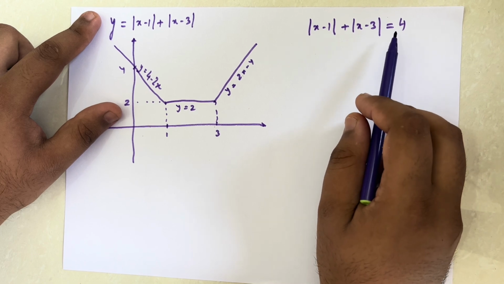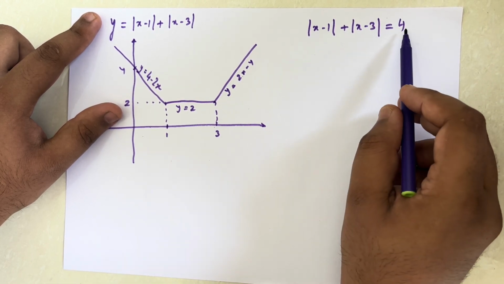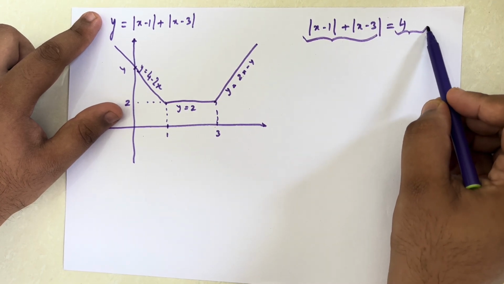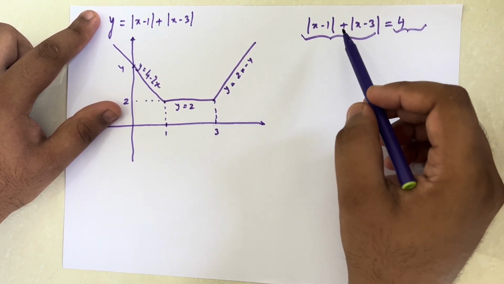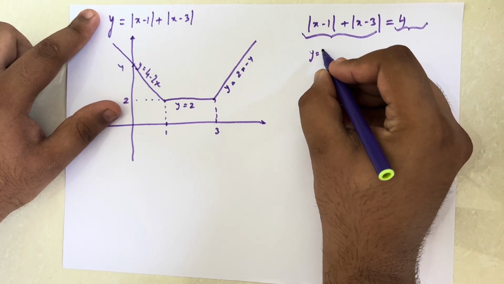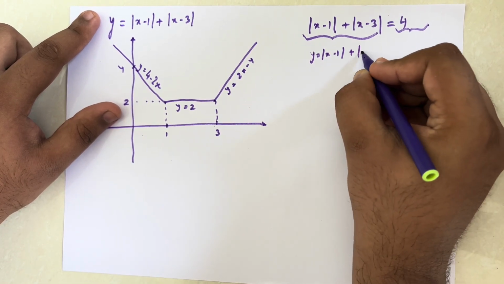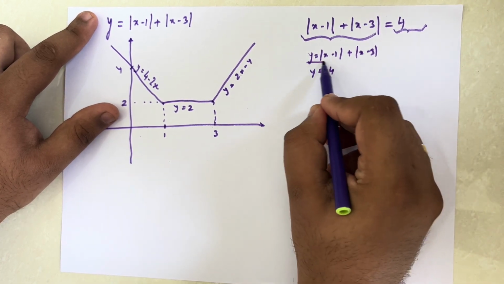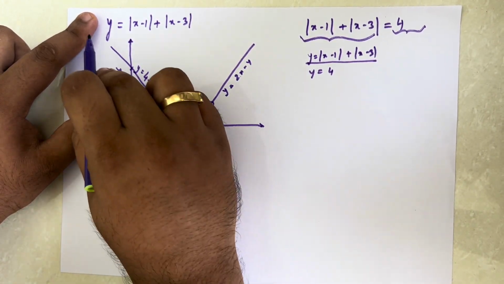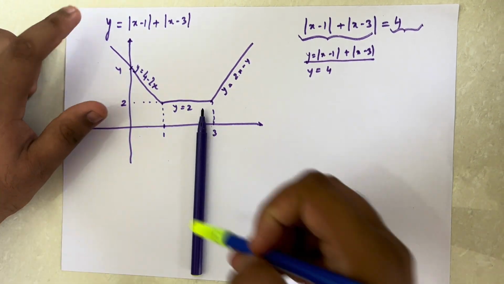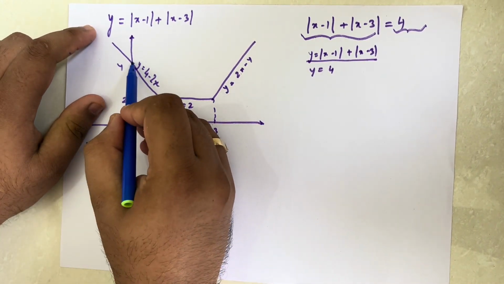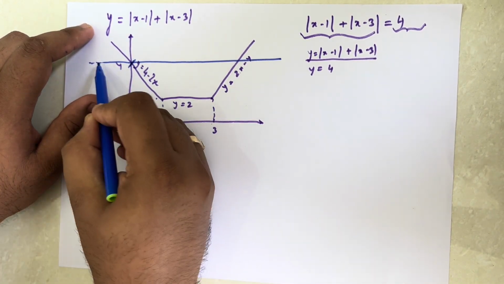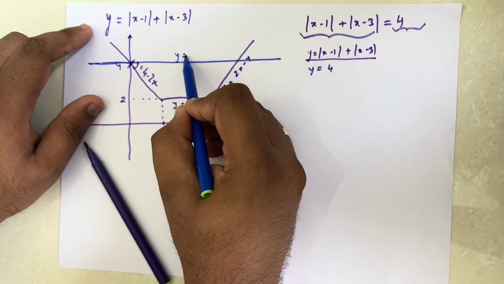I have taught you to solve these problems. For these kind of problems, what you have to do is you have to plot this graph and this graph separately, and you have to see at how many points these two graphs intersect. So one graph is y is equal to mod x minus 1 plus mod x minus 3, another is y is equal to 4. So you have to plot both of these. This graph is already plotted over here. This is the graph of this. y is equal to 4 you have to plot. So let me plot y is equal to 4. So this is 4. So this line will be y is equal to 4.